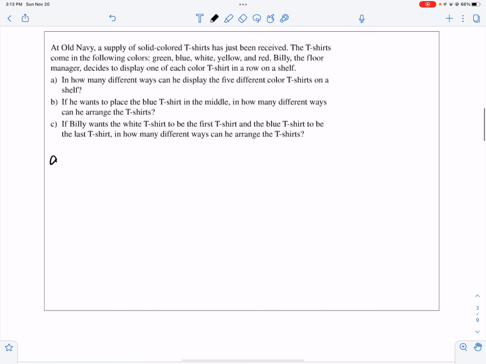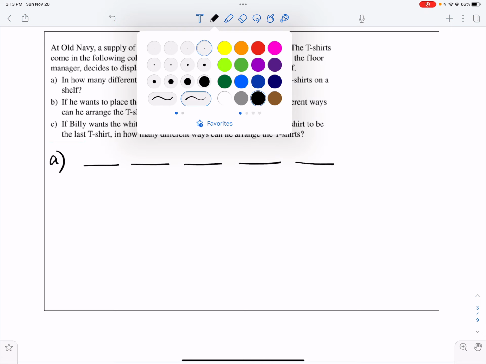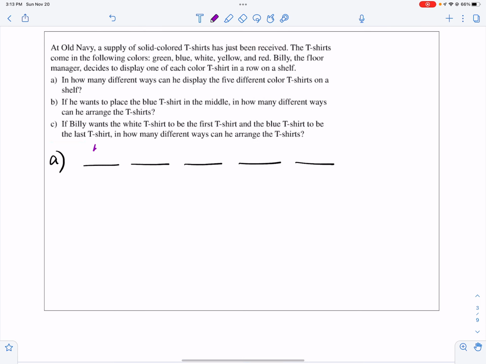So for part A, we have 5 colors: green, blue, white, yellow, and red, and we want to display the 5 colors on a shelf. So let's make our 5 little blanks for those colors. And so for the first choice, we can put any color we want in that first spot. But once we choose a color, then it can't be used again. So then for the next spot, we only have 4 choices.